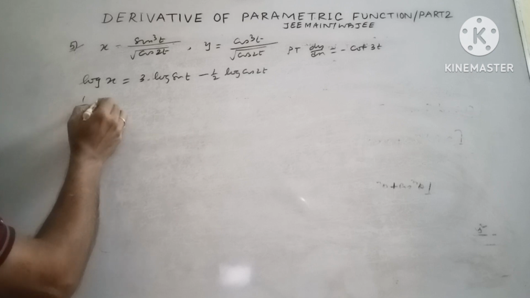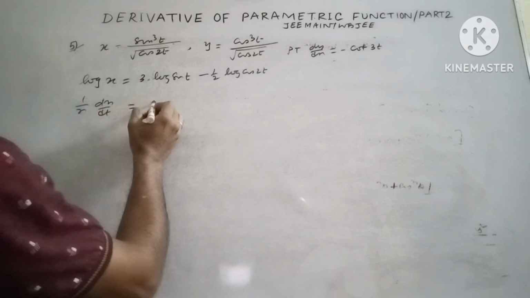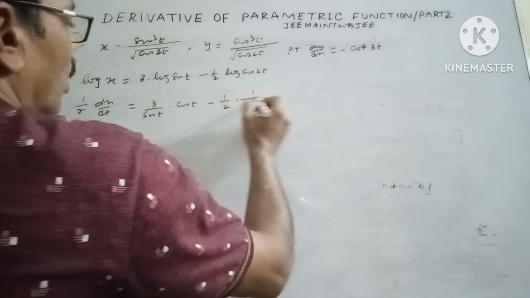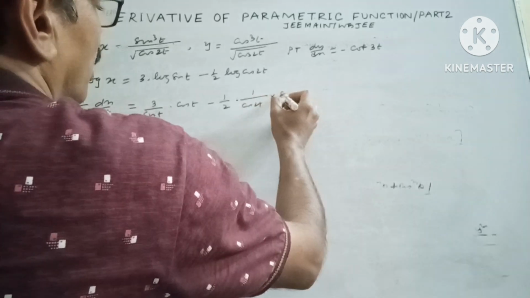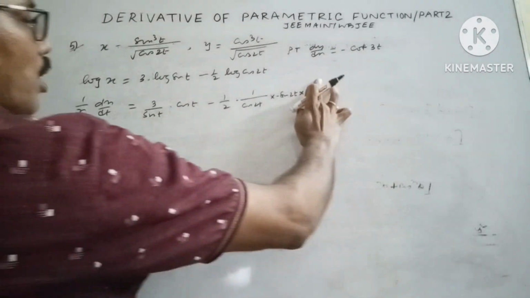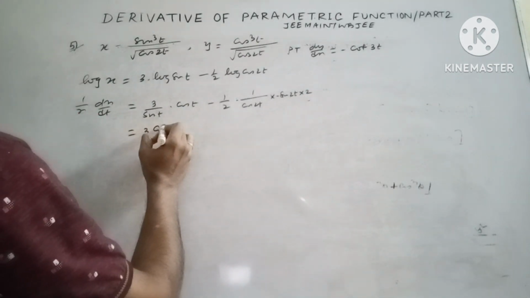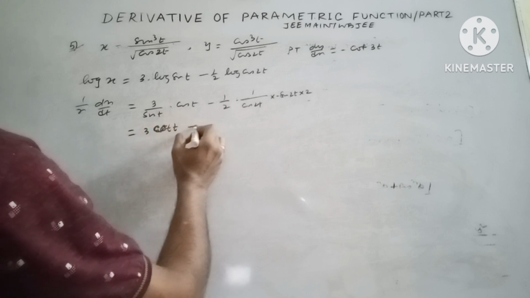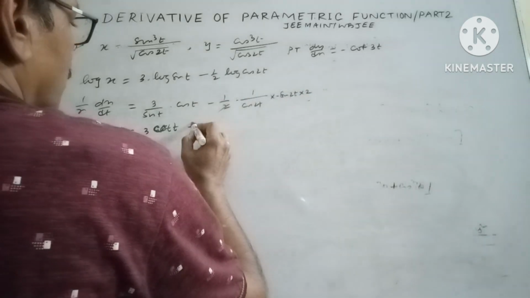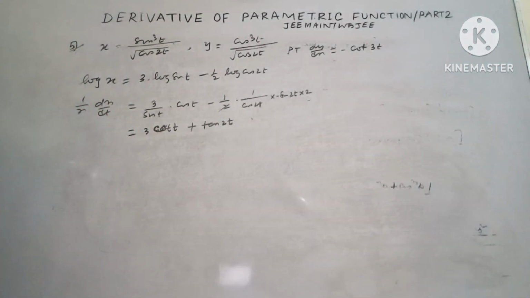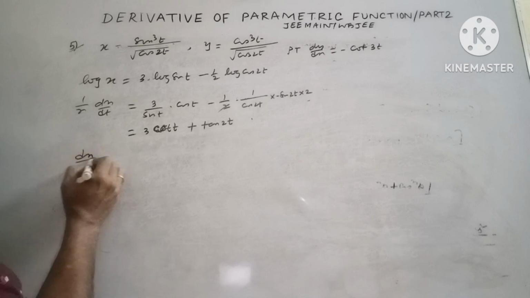So 1 by x dx by dt, t is the variable: 3 by sine t into cos t, minus half into 1 by cos 2t into sine 2t with the negative, into 2. So finally what you are getting is 3 cot t, cos by sine is cot t, 2 cancels. So minus minus plus, so this is tan 2t.